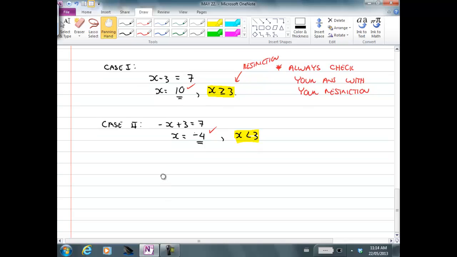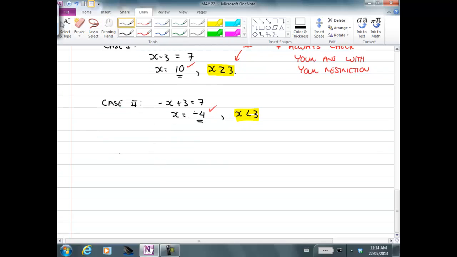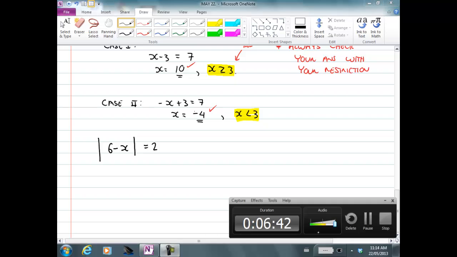Try this on your own without any help from me, and I'm going to walk around. Absolute 6 minus x, absolute, equals 2. I'm going to pause it.